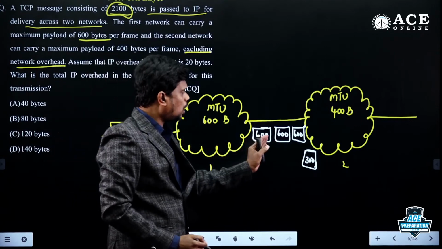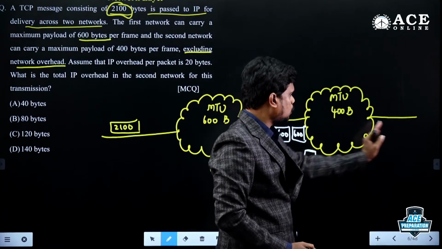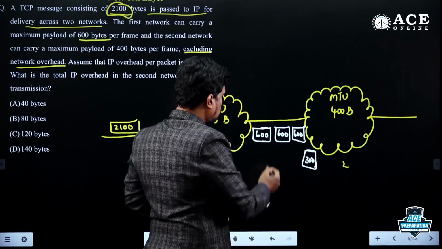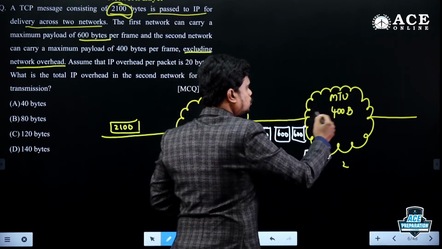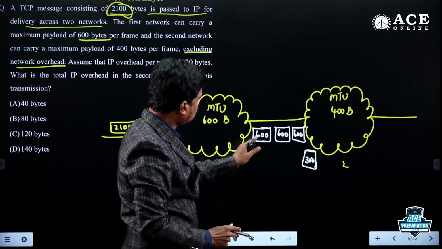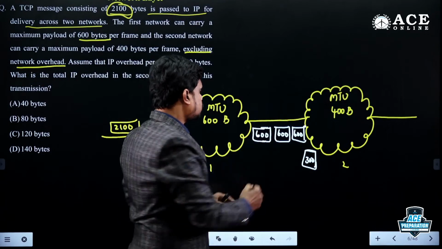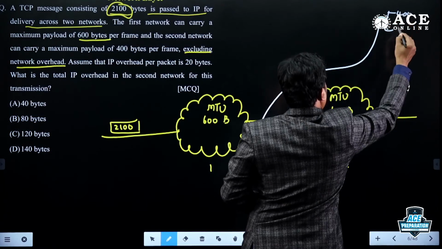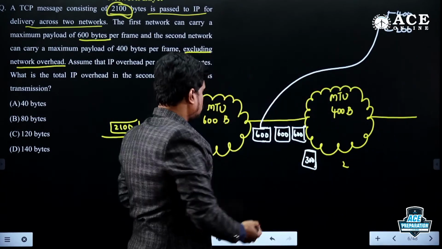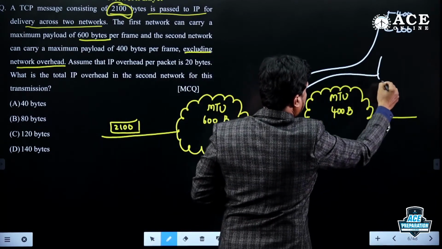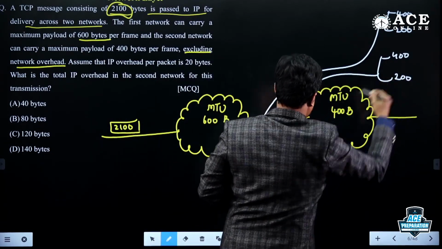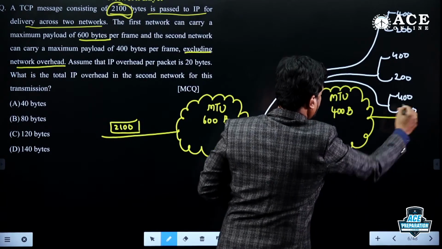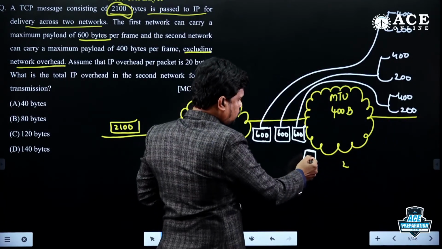Now these fragments we are passing through network 2. Coming to network 2, the MTU is 400, which means this 600 we can't transfer at a stretch from this end to this end. So the 600 needs to be fragmented now. How can this 600 be fragmented on the second network? One is 400, another one is 200. Correct? The second fragment also is fragmented into 400 and 200, and the third one also into 400 and 200. But this last one, if you verify, 300 is less than 400.